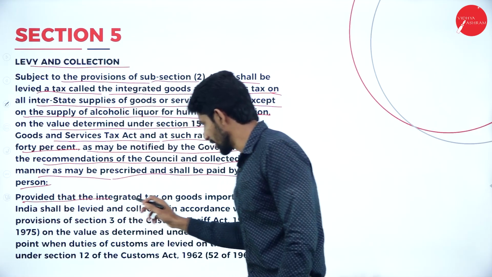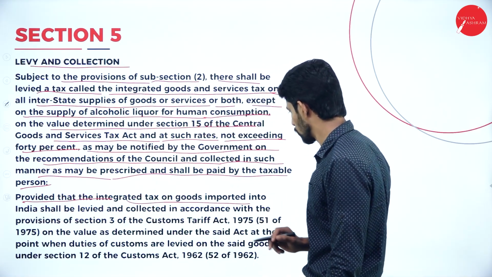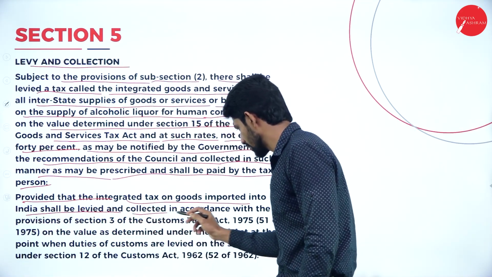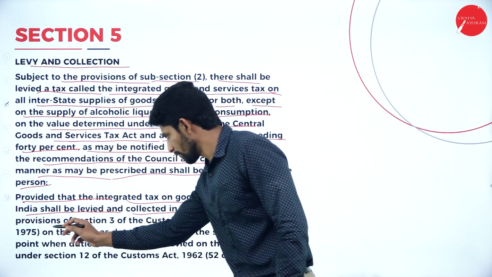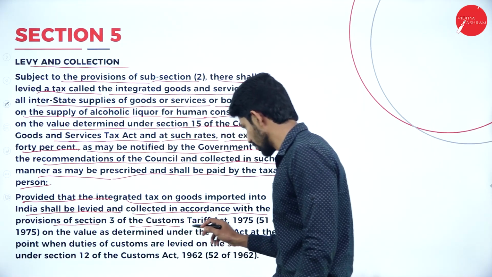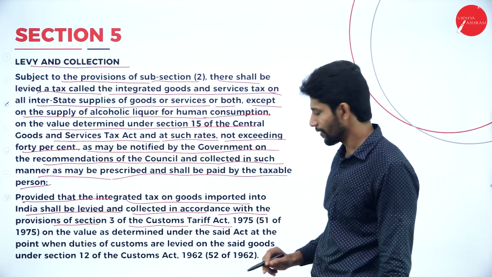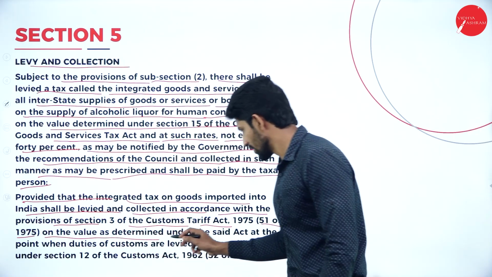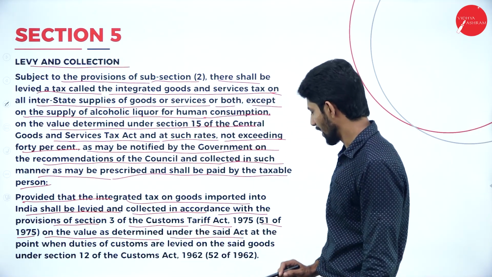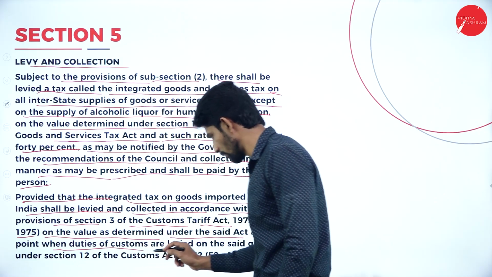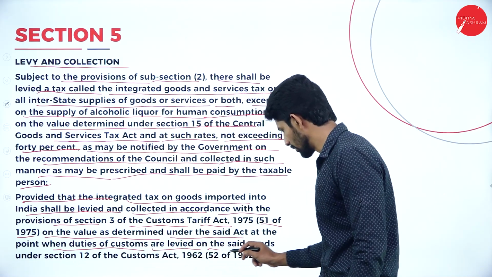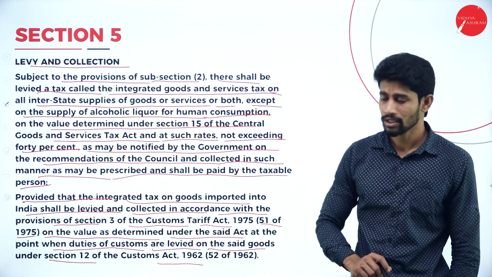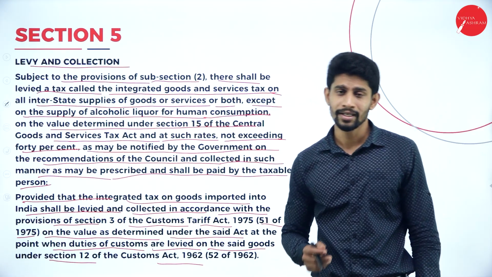Next one, provided that the integrated tax on goods imported into India shall be levied and collected in accordance with the provisions of section 3 of the Customs Tariff Act 1975, 51 of 1975, on the value as determined under the said Act at the point when duties of customs are levied on the said goods under section 12 of the Customs Act 1962, 52 of 1962.